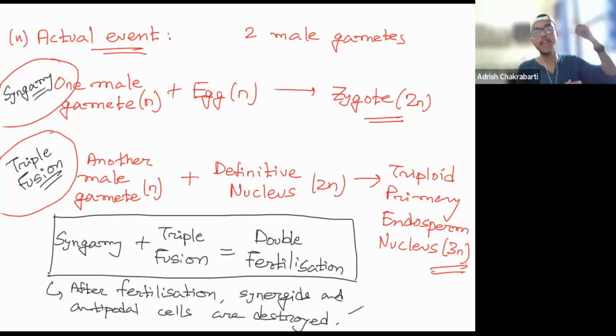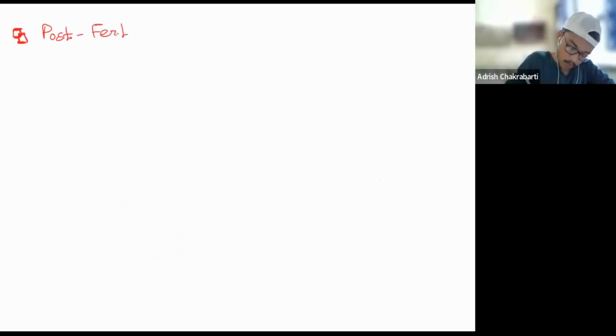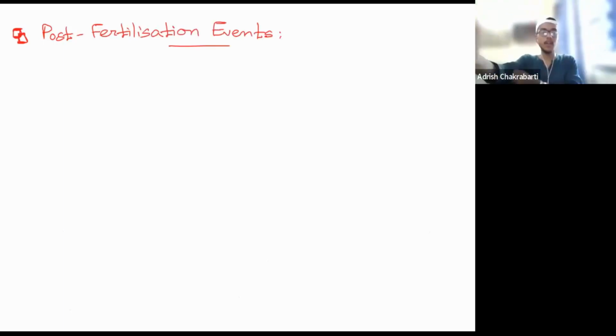Now the zygote will develop into the embryo. Primary endosperm nucleus will form the endosperm, which we are going to study in the post-fertilization events. So that is our next topic of discussion. Okay. So now the broad heading, post-fertilization events. The 2 main constituents of the post-fertilization events are endosperm development and embryo development.